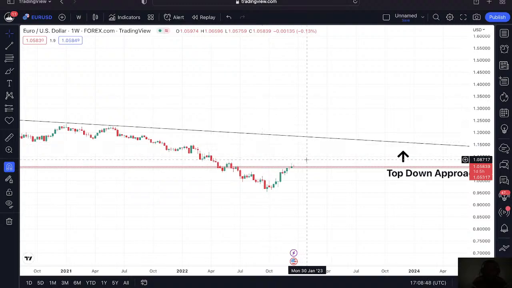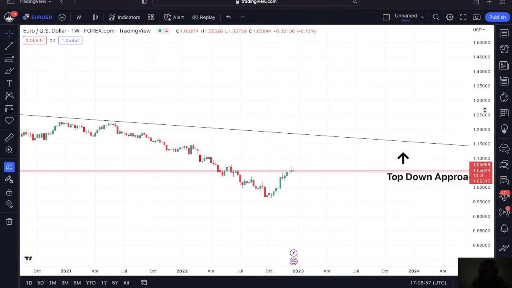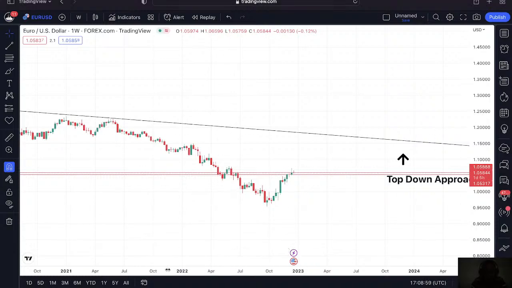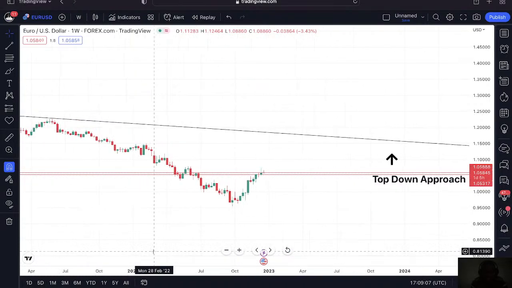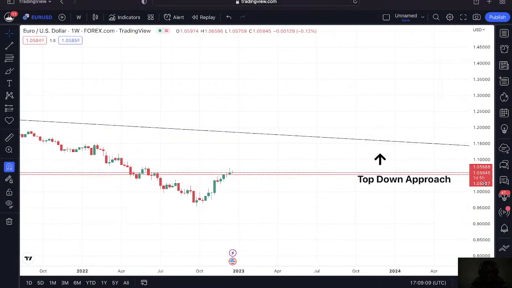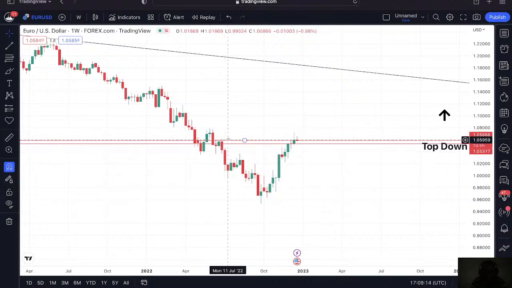All right, here we have the weekly time frame. If you look closely at what is going on in the weekly time frame, you will discover that price is actually struggling to break through that level.